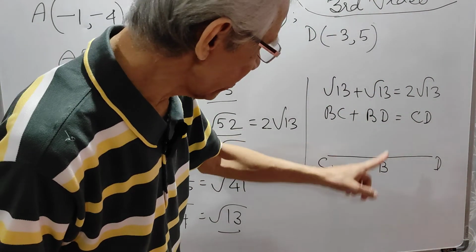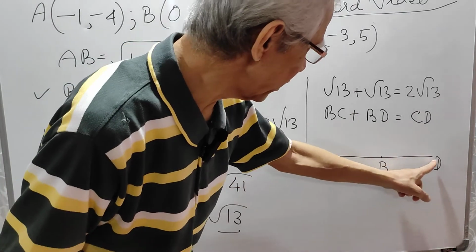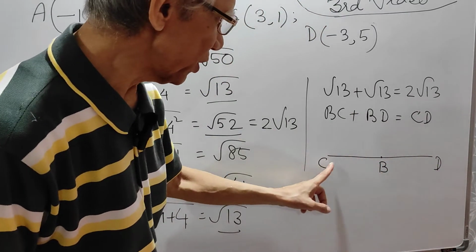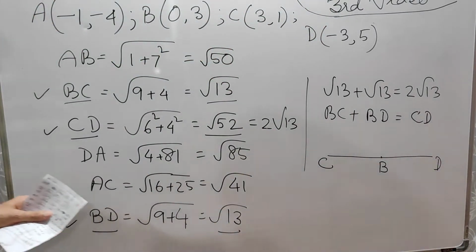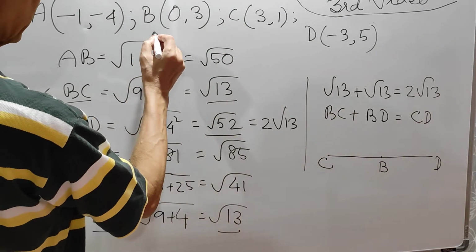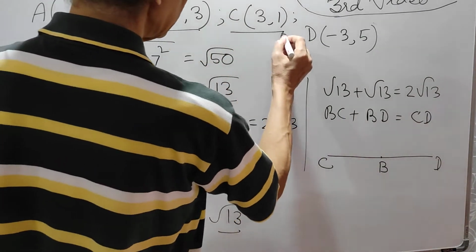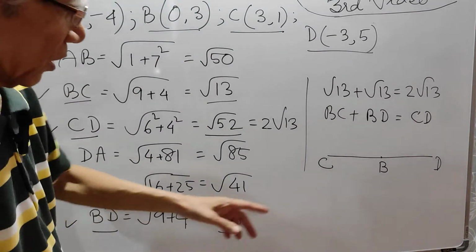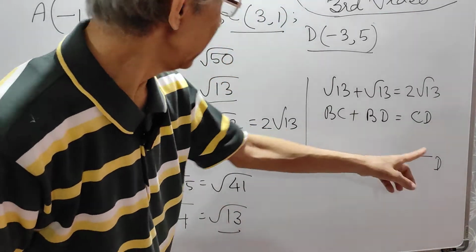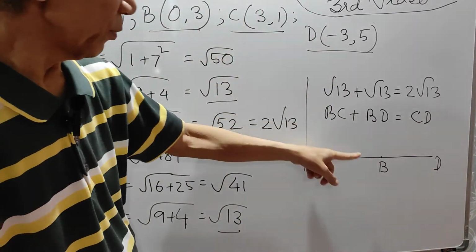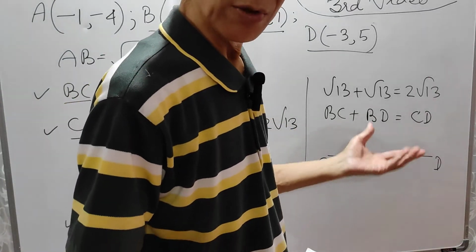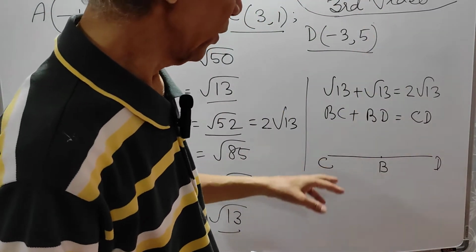So BC plus BD equal to CD. That means C, B, D, these 3 points are collinear. B, C, D are collinear. All this we discussed in the previous video, how to do it, okay?